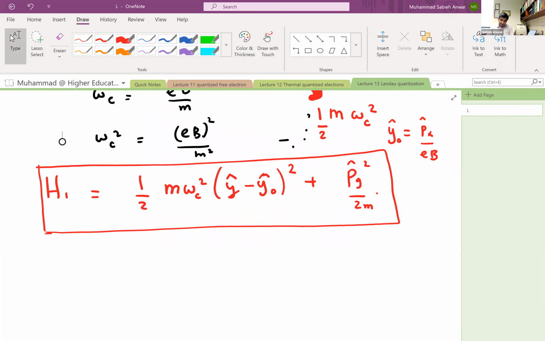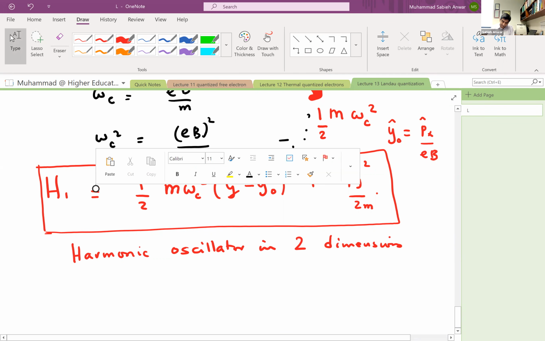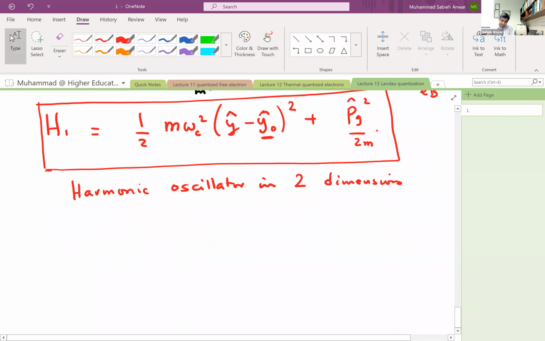Now, does this form of a Hamiltonian ring a bell? Does this look familiar? Harmonic oscillators. Exactly, clapping. Yeah, shabash. This is really a harmonic oscillator in 2 dimensions, which are the x and y dimensions, because this has an px factor. So anyway, this is a harmonic oscillator. This is a kinetic energy term, and this term here is simply a potential energy term.